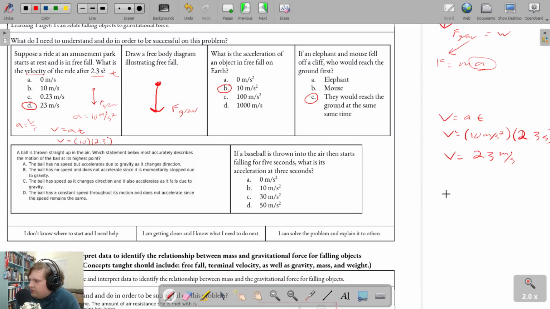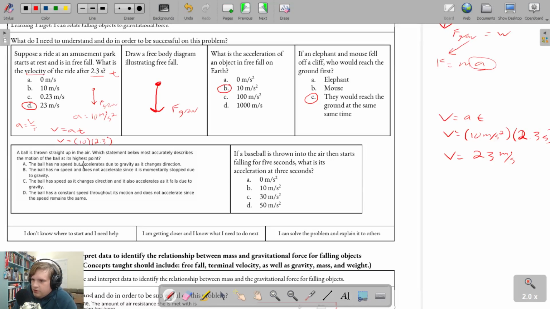Okay, so at the highest point, we know that it stops. It has to. If it's going up, it's either going to keep going forever, or it's going to come back down. And since there's gravity here, it's going to come back down. But if it's going up, that means at some point it has to change direction. If you are going this direction, for you to all of a sudden start going this one, you have to stop. So we know it's going to stop. So let's find the one that says it's going to stop. The ball has no speed. Well, stop is equal to no speed. So, okay, that sounds good.